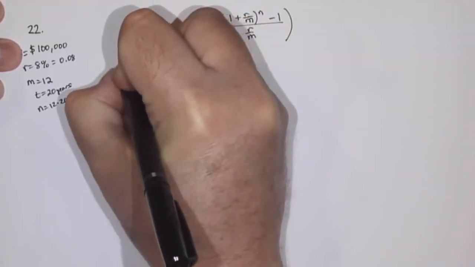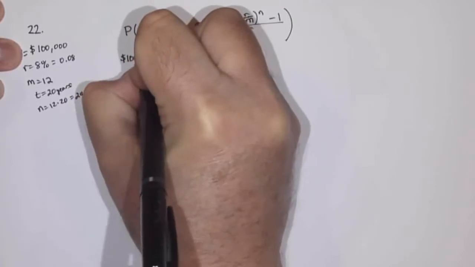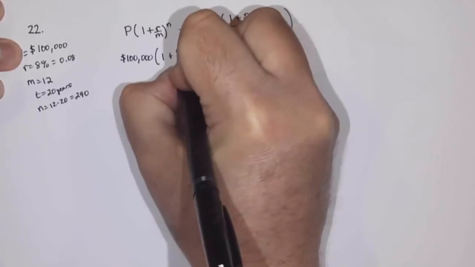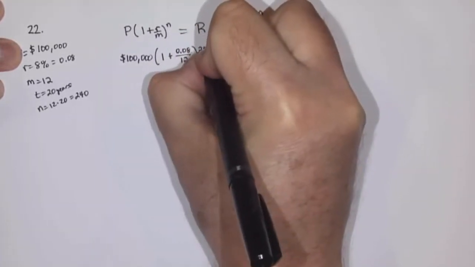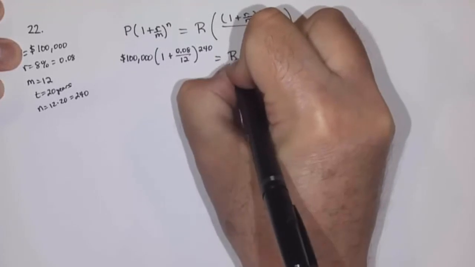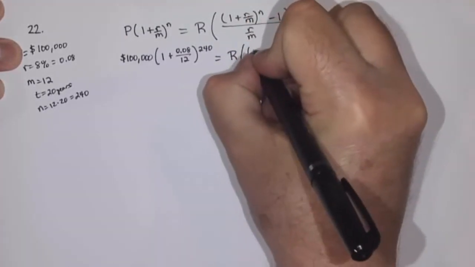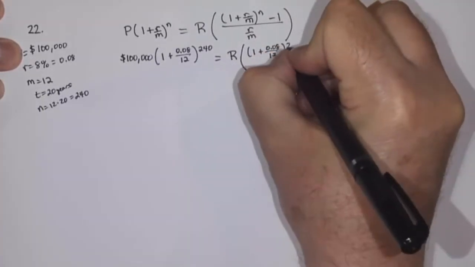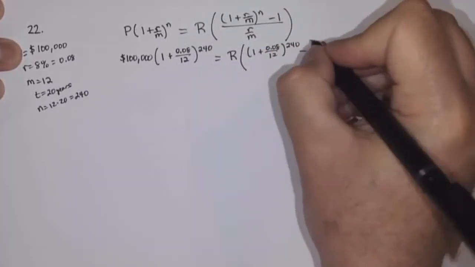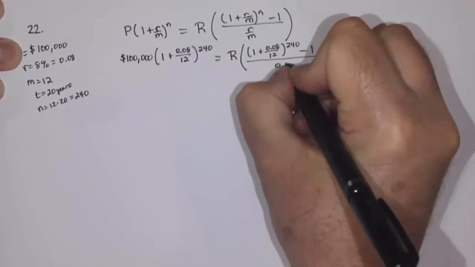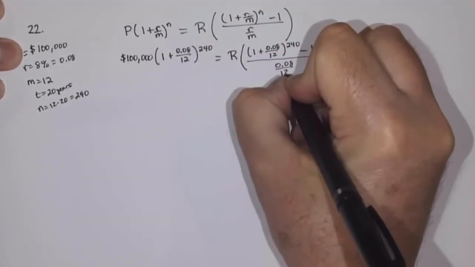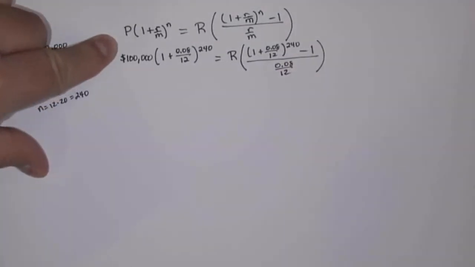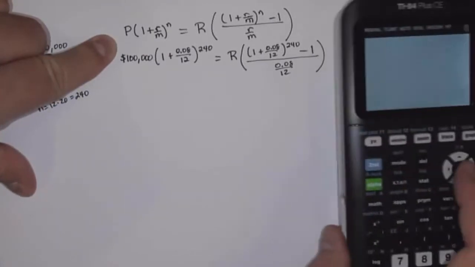So $100,000 times (1 plus 0.08 divided by 12) raised to the 240 power is going to equal R times ((1 plus 0.08 divided by 12) raised to the 240 power minus 1) over 0.08 divided by 12. So I'm going to figure out what each side is, so again I can figure out what my monthly payment needs to be.